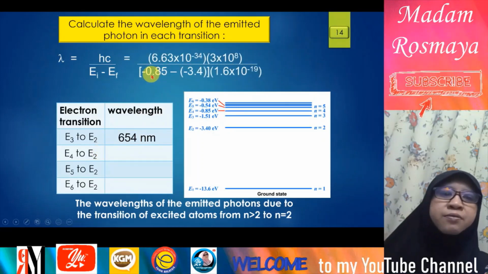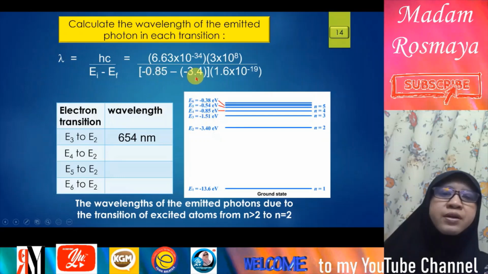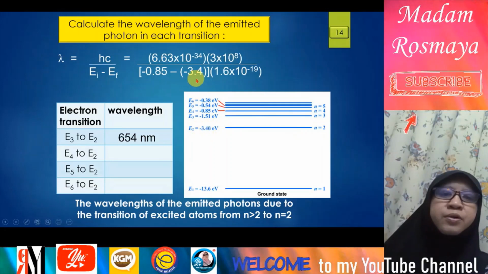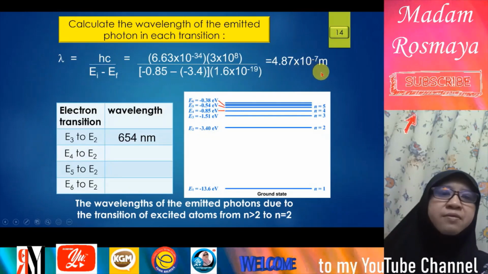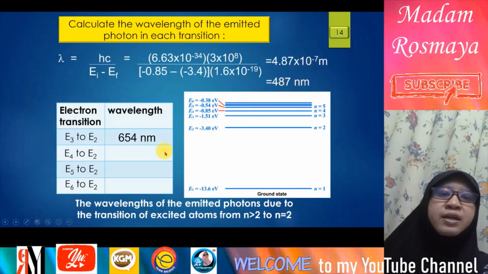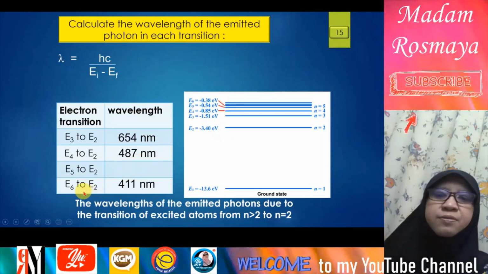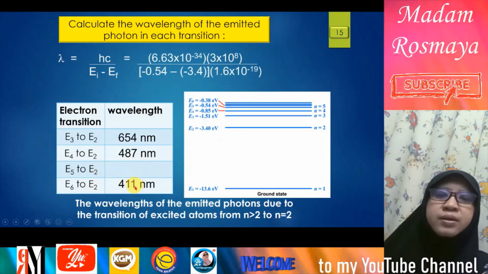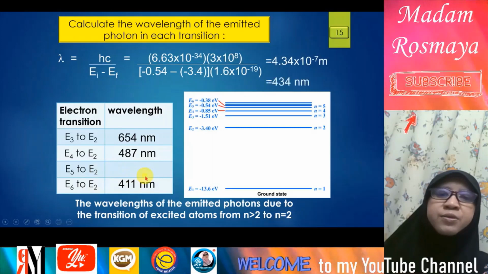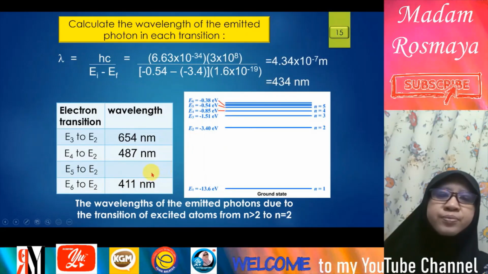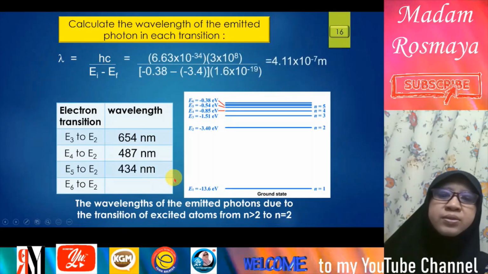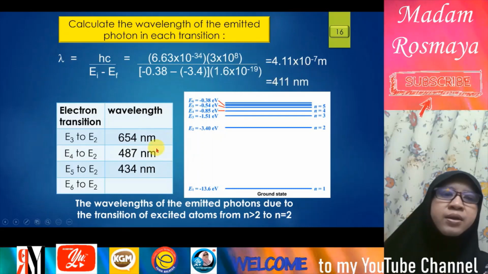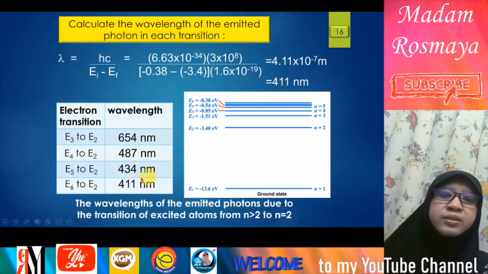For 4 to 2, the energy at n=4 is 0.85 and at n=2 is 3.4. So we get 4.87 times 10 to the power of negative 7 meter, convert to nanometer, 487 nanometer. E5 and E6 to E2 are done for you already. E5 to E2, 434. E6 to E2, just now, 411 nanometer.